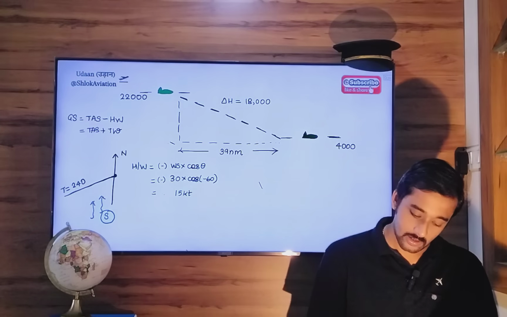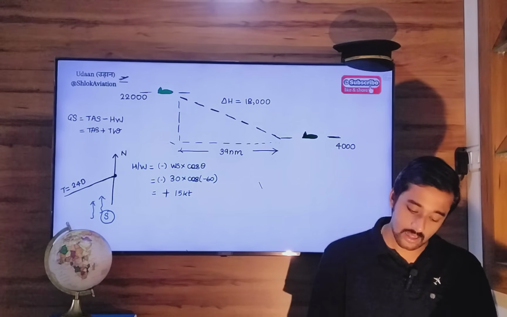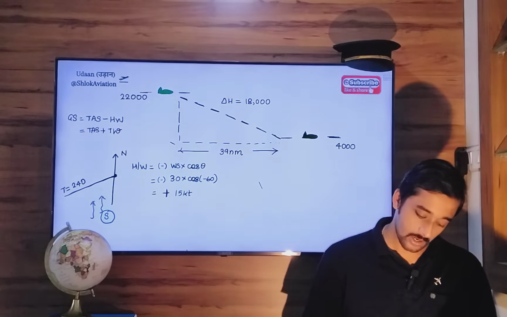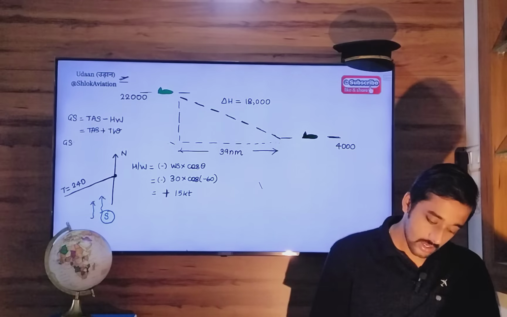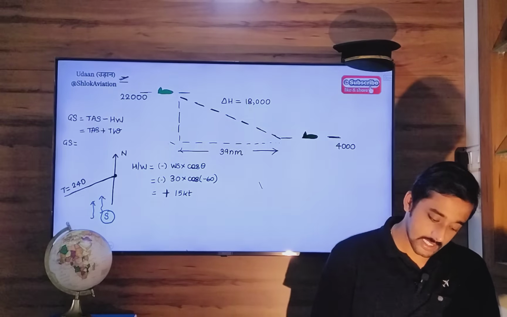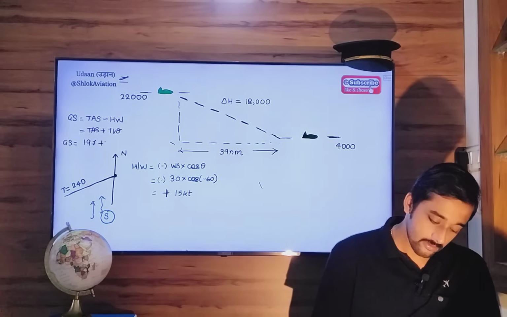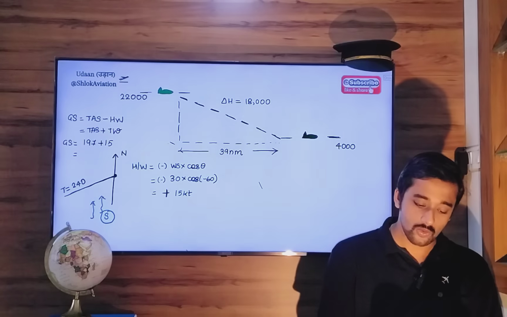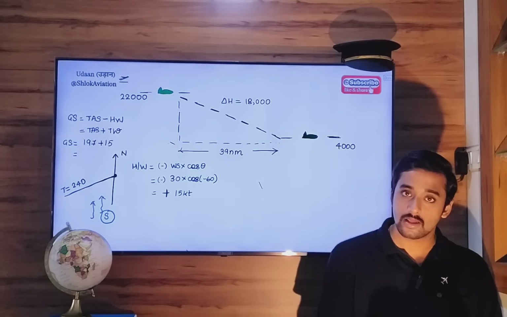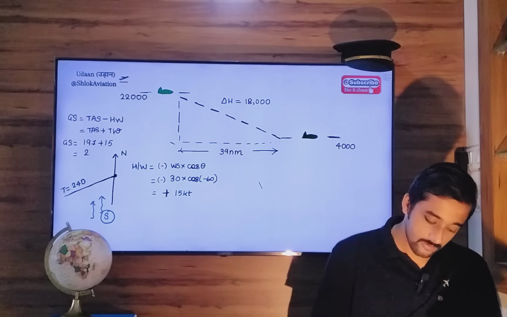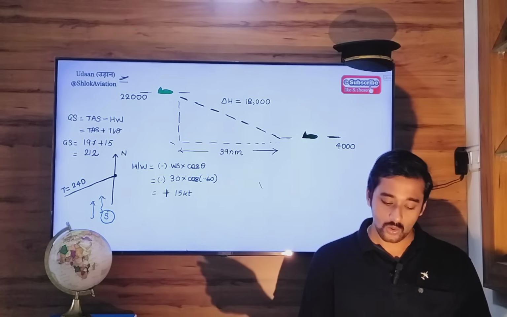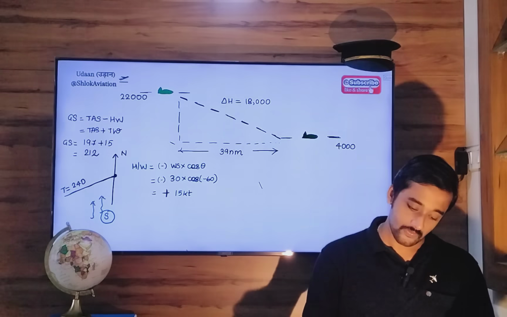Okay, so we are getting a tailwind of 15 knots. Your ground speed will be true airspeed 197 plus tailwind 15, so 197 plus 15 is 212 knots. Okay.